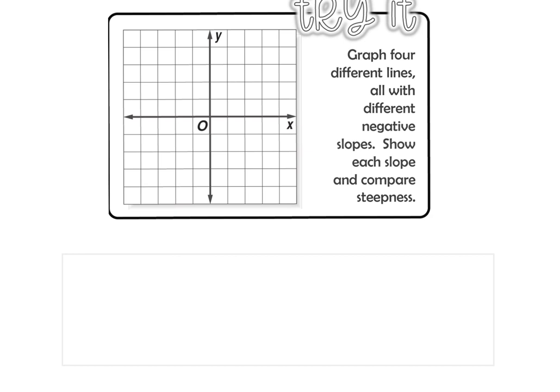All right, so compare how steep they are is what you want to do, right? So you want to draw four lines. It doesn't matter what you draw as far as lines go. You want them all to be negative, all right? So you're going to draw four negative lines. I'm going to draw some of them steep, some of them not steep. And you want to see the difference in their slopes.